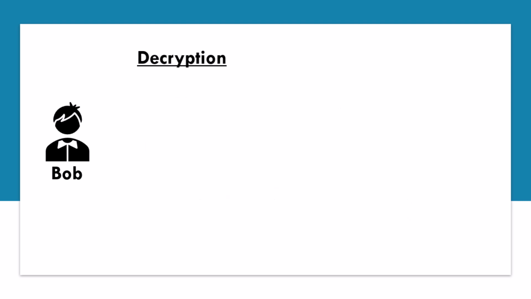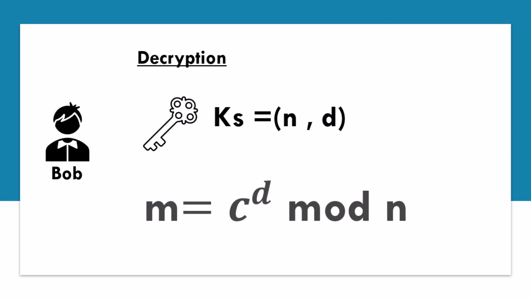Decryption is the process of recovering the original message, M, from the ciphertext, C, using the private key of the receiver. It involves the following step. Compute M equals C to the power of D mod N, where C is the ciphertext, D is the private exponent, and N is the modulus. So let's do some real thing.